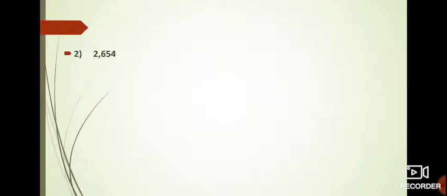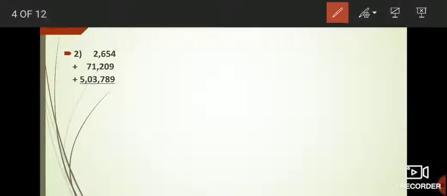Now again one example we will see. That is second example is 2,656 is added with 71,209. Again it is added with 5,03,789. Now here 3 numbers are there. 3 different numbers are there. All are adding with each other.